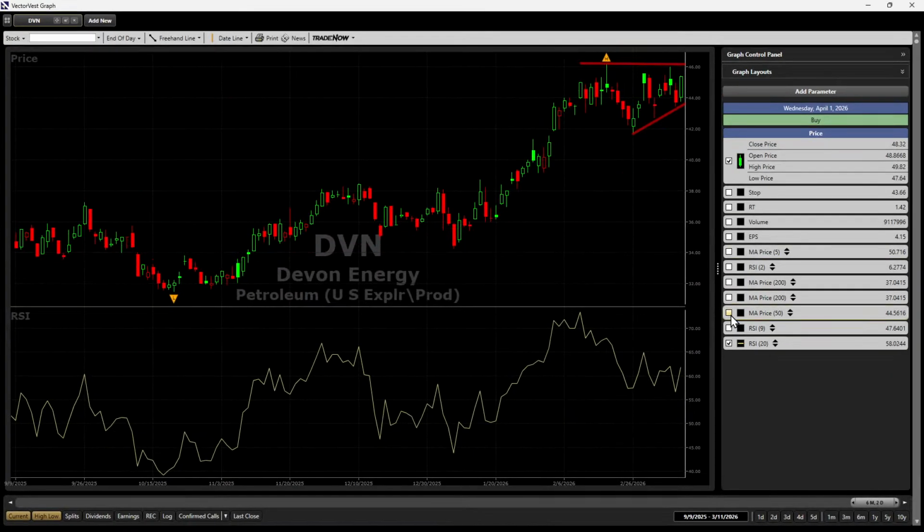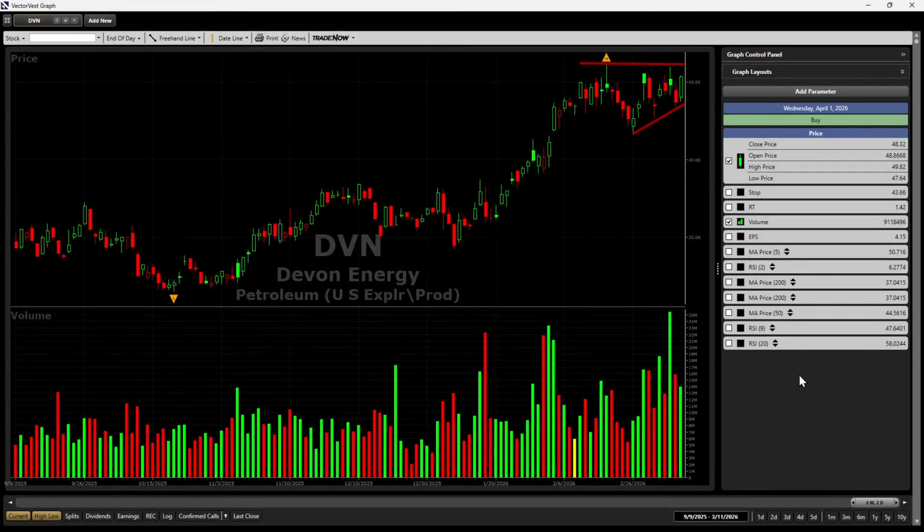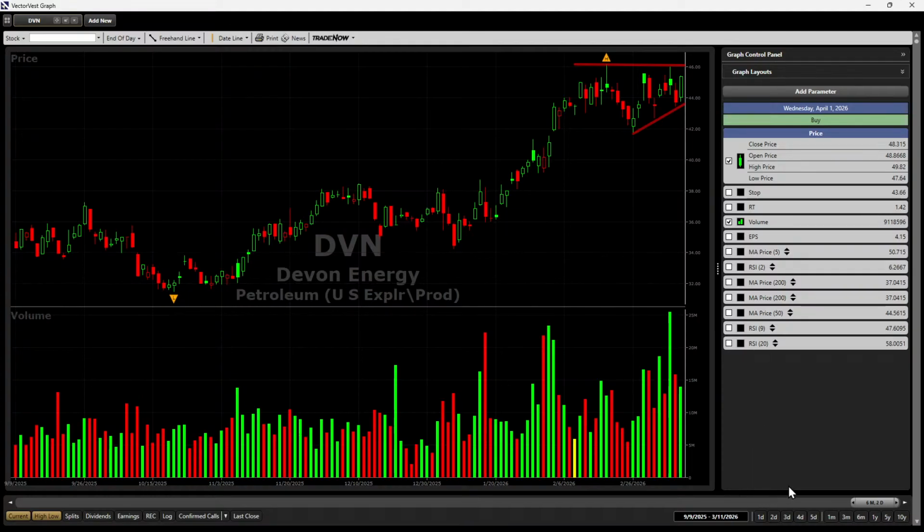Clean it up. Let's get rid of some of these indicators. Let's put volume on the bottom. So just recently, what is this? Hard right edge, March 11th. Just recently, what are we seeing?